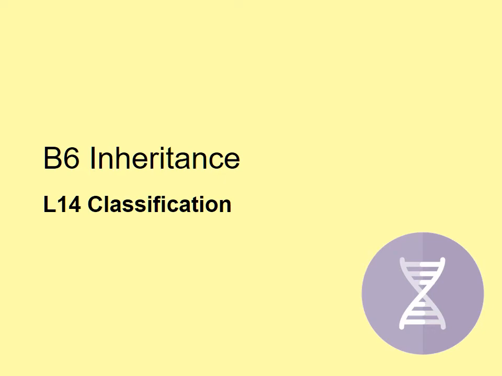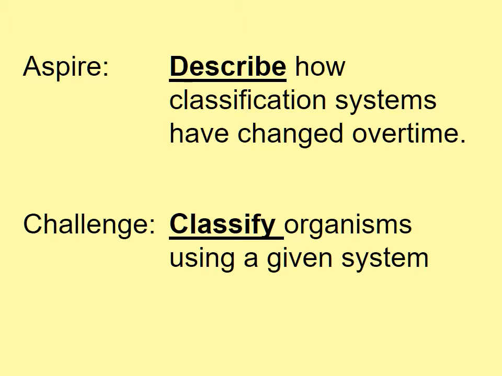Hello and welcome to lesson 14 on classification. This is part of topic 6, biology, inheritance, variation and evolution, and it's for both combined and triple science students. Okay, so during this lesson we're going to look at ways we classify organisms using a given system, and then we're going to describe how classification systems have changed over time.